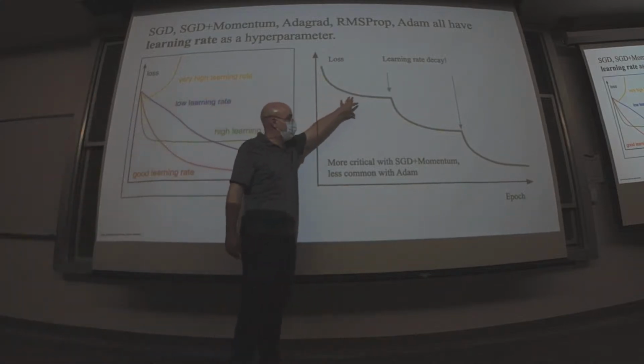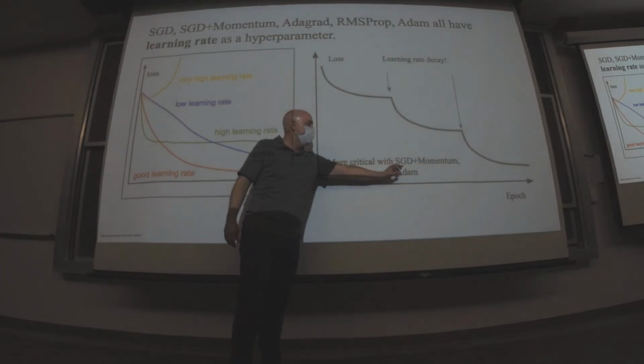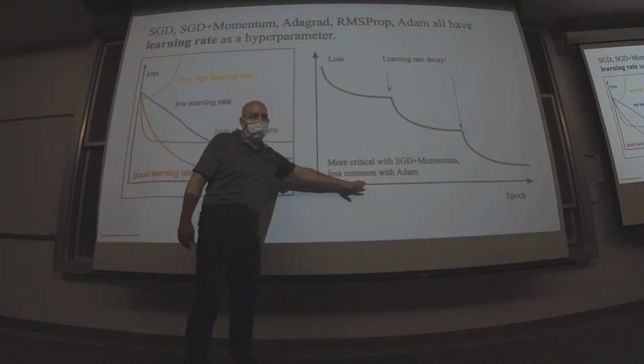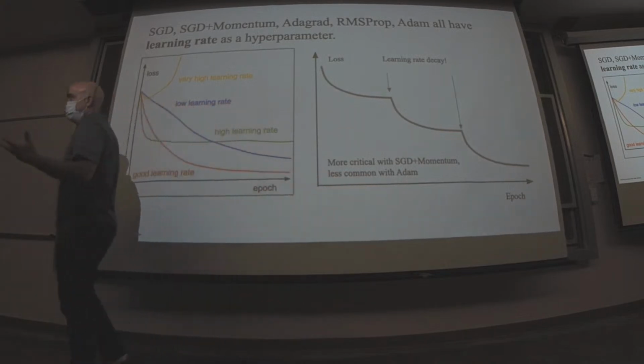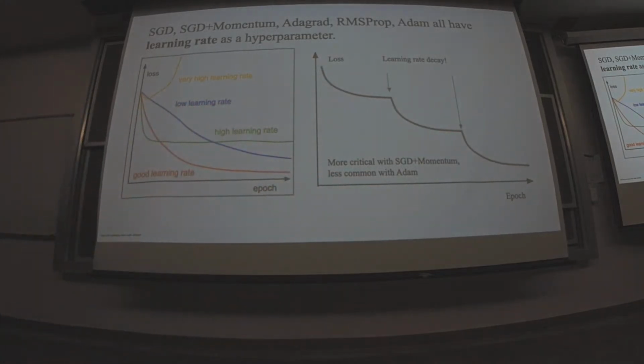But importantly, you typically only use these things with SGD or SGD plus momentum. With Adam or the adaptive learning rates, you typically don't need to do those because they're already adapting the learning rate perfectly given the gradient information. But there's nothing stopping you from doing it. It's just that you don't have to. You don't gain some benefit.